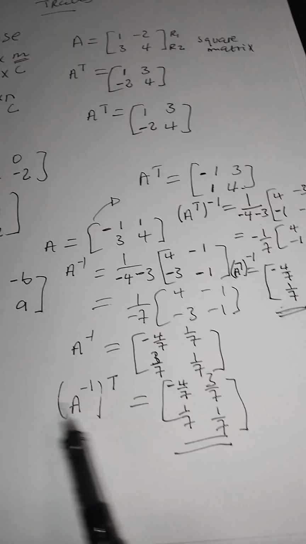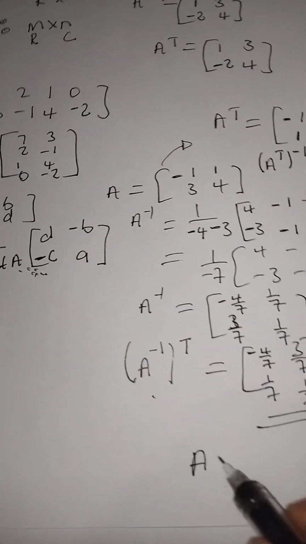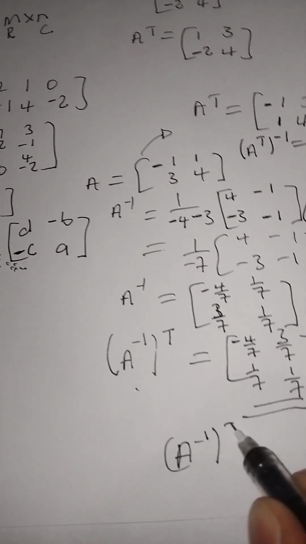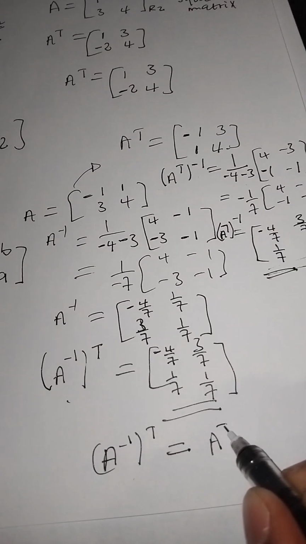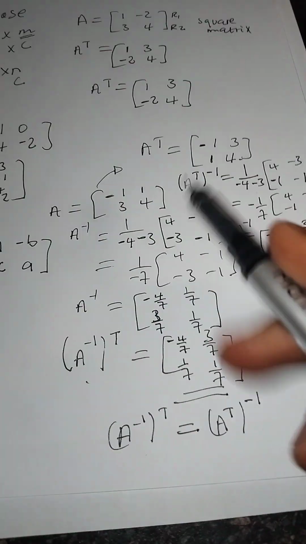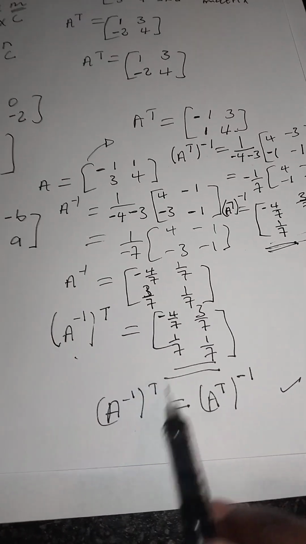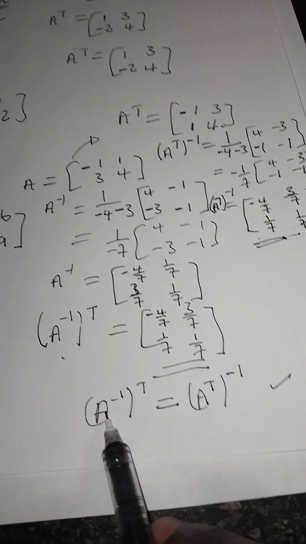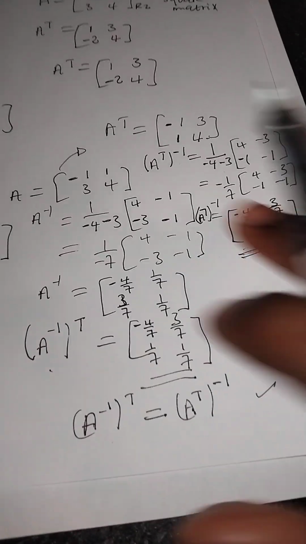Notice that the transpose of an inverse, let me write that down. The transpose of an inverse is basically the same as the inverse of a transpose for a square matrix, for a 2 by 2 square matrix. So we can try another example and see if this holds for all matrices. Okay, so we say that the transpose of an inverse is equal to the inverse of a transpose.